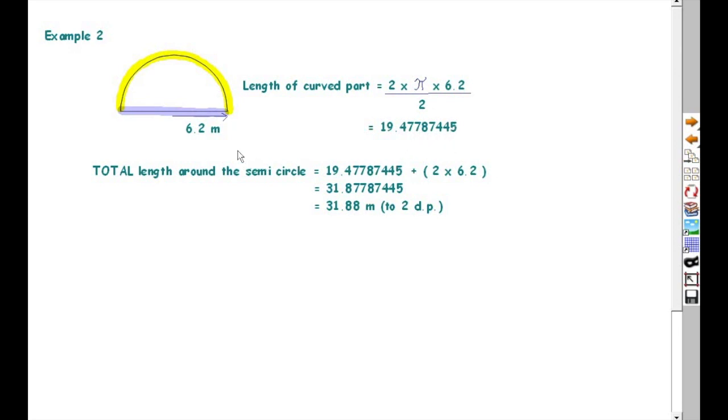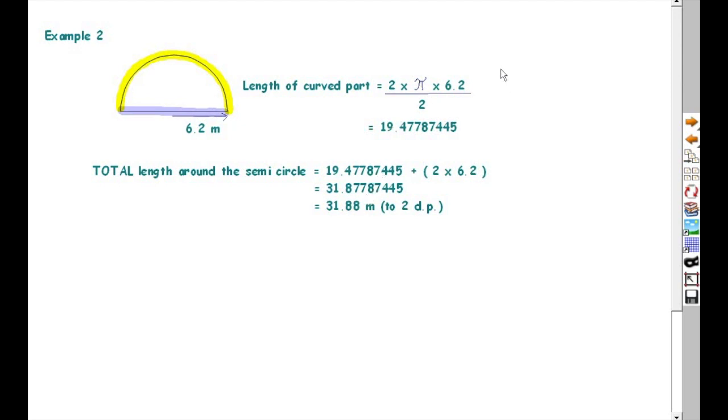19.477874445. And this time, to complete the question, to give us the perimeter of the semicircle, we are not just going to add the 6.2, because that's the distance along half the bottom part, the horizontal distance there. As we want to go all the way across the horizontal distance, we are doing 2 times 6.2. Alternatively, you could have doubled the 6.2 to give you 12.4 and added that to your previous answer, which gives you a final answer of 31.87787445, which I've rounded to 2 dp, noting that I've had to increase the 7 to an 8 because there's a 7 that follows.